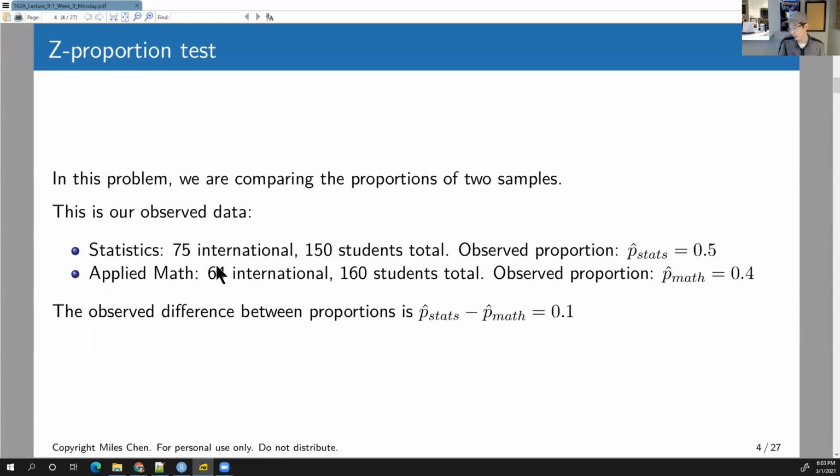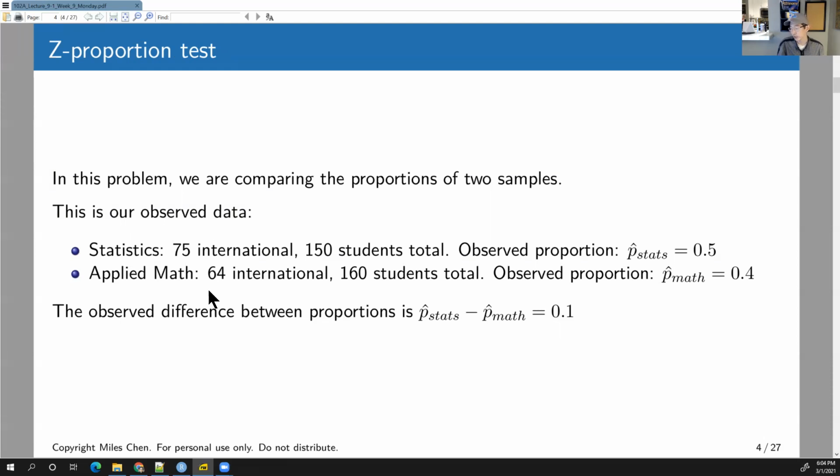And this is what our observed data says. For the statistics major, 75 out of 150 students are international, so our observed proportion, p hat stats, is going to be 0.5. For applied math, 64 out of 160. If you do 64 divided by 160, your observed proportion there, p hat math, is going to be 0.4.